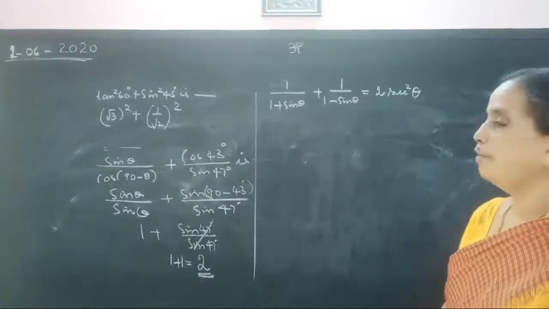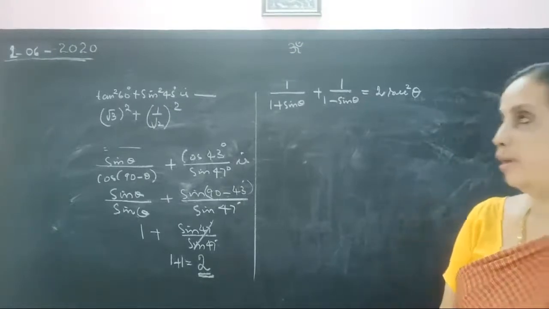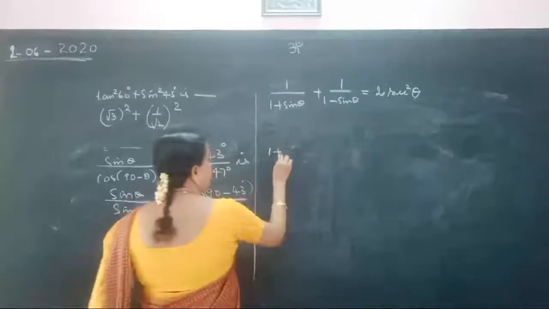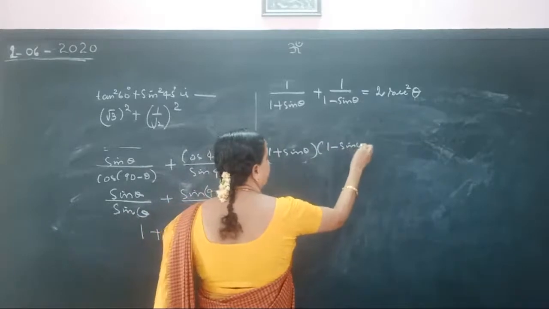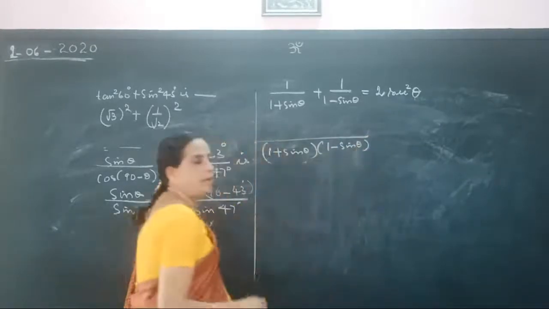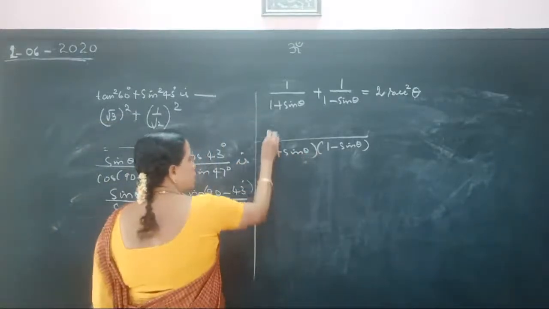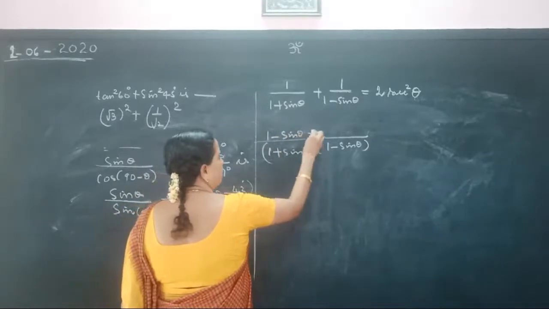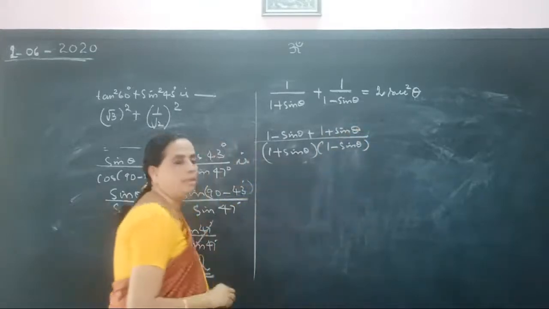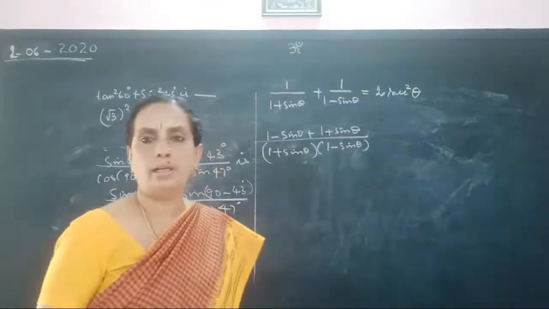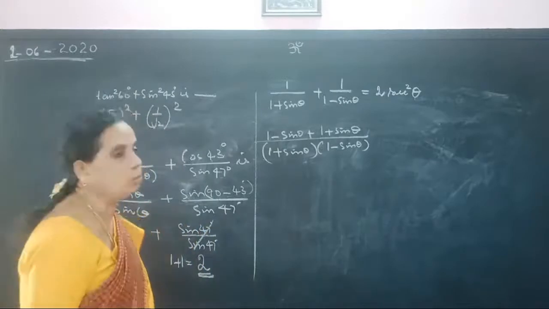So after seeing it itself, we can guess that we need to take the LCM. That is the LCM (1 plus sin theta) into (1 minus sin theta). When I take LCM, we divide the LCM by the denominator. These two get cancelled. The left part is the quotient, 1 minus sin theta. When these two get cancelled, you have 1 plus sin theta. Dividing the LCM by the denominator, multiply the quotient with the numerator. This is the procedure of the addition of two terms here.